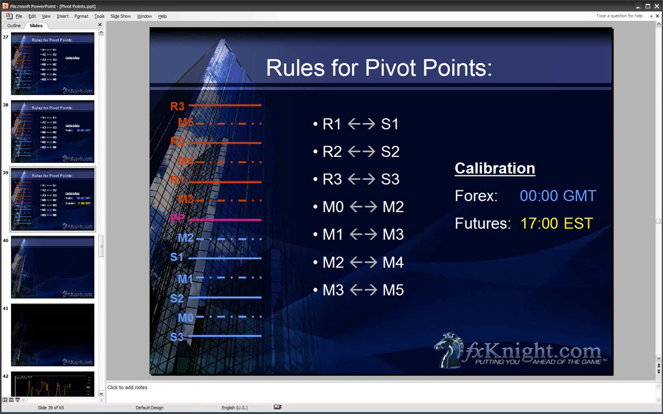What other indicators can you combine with pivots to help you establish direction, momentum, acceleration, deceleration, all that good stuff? Pivots identify support, resistance, reversals, and targets. That's what they're good at.